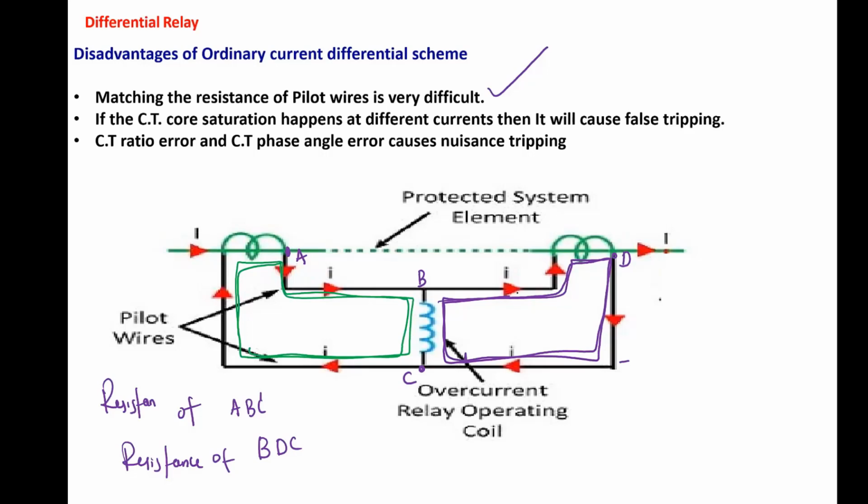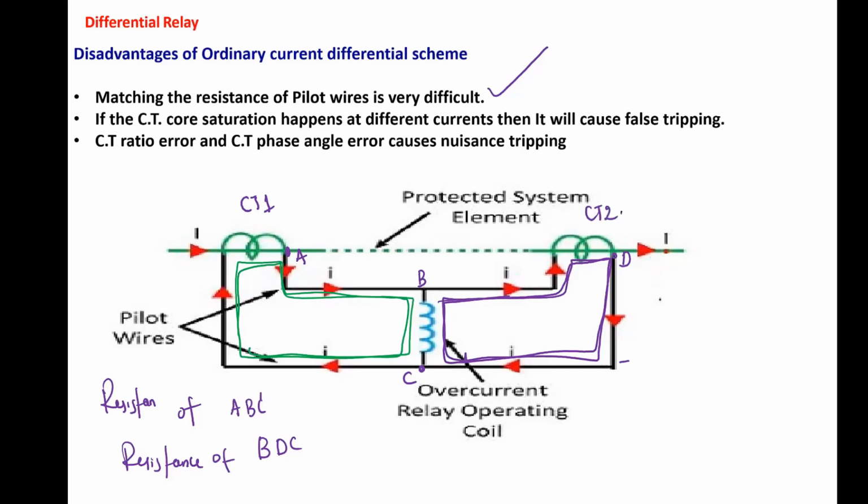So in most cases, they will connect stabilizing resistors to exactly match the resistance of the pilot wires. That means if one side resistance is more and the other side is less, on the less resistance side, they will intentionally add some resistance to make the resistance equal. That is one disadvantage. The second thing is, let us call this CT as CT1 and CT2.